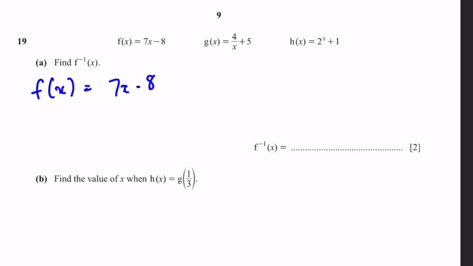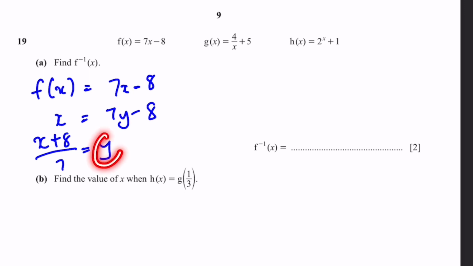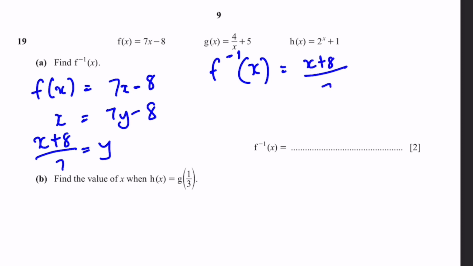F of x is 7x minus 8. Now we can write f of x as x, and we can write x as y. So now we can rearrange this to make y the subject. So this will become x plus 8 by 7 is equal to y. Now we can simply write y as f inverse of x. So f inverse of x is equal to x plus 8 by 7. That's the answer.